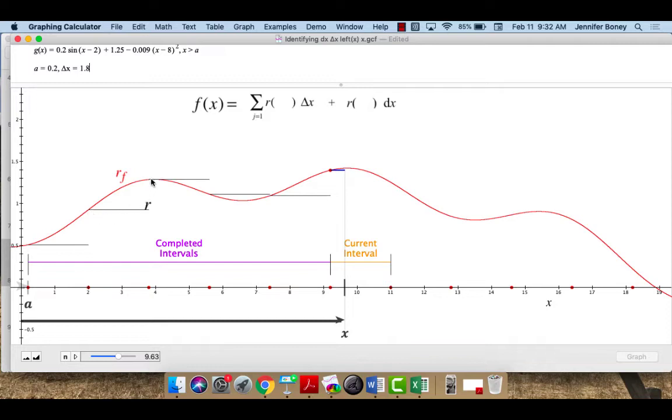And then the height here, I'd read it off over there, would be r of a plus 2 delta x. This spot is a plus 2 delta x. The height here is r of a plus 2 delta x, or the rate.